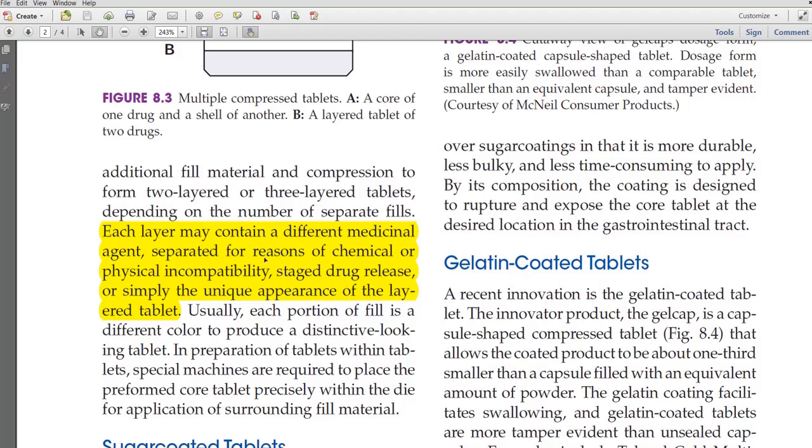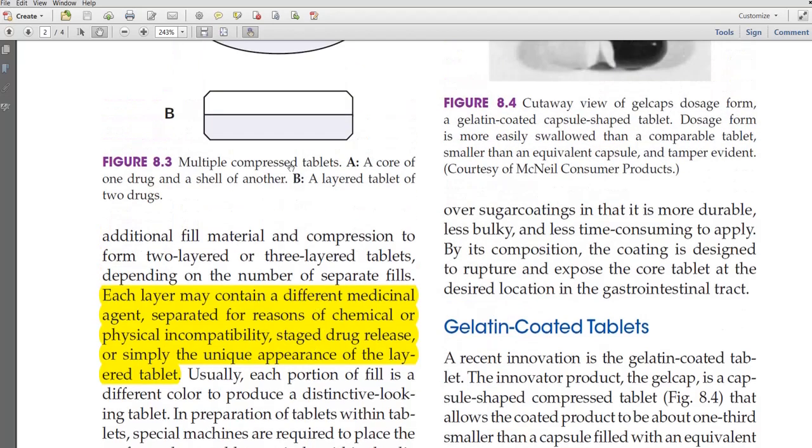What does it mean? If there is chemical interaction between two drugs or two materials, then I need to separate them rather than mix them together. So I put one in a layer and the other one in another layer. Also, this is the same in case of physical incompatibility, whether chemical or physical. Now, staged drug release means when I want one layer to release the drug maybe quickly, and the other layer to release the drug more slowly to have an extended release product, for example.